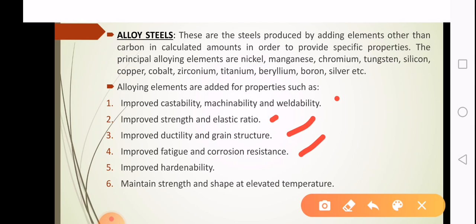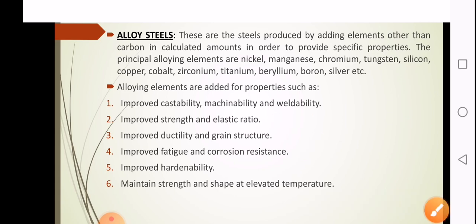corrosion resistance. Now, fatigue means whenever there is cyclic loading. For example, if you take a very thin wire and keep on bending it in opposite directions, you will find that after some time the wire breaks. That is because you have applied a fatigue load there. By cyclic, I mean there is compression and tension continuously in a repeated manner; that is called fatigue. So there will be improved fatigue and corrosion resistance, improved hardenability, then they maintain strength and shape at elevated temperature.